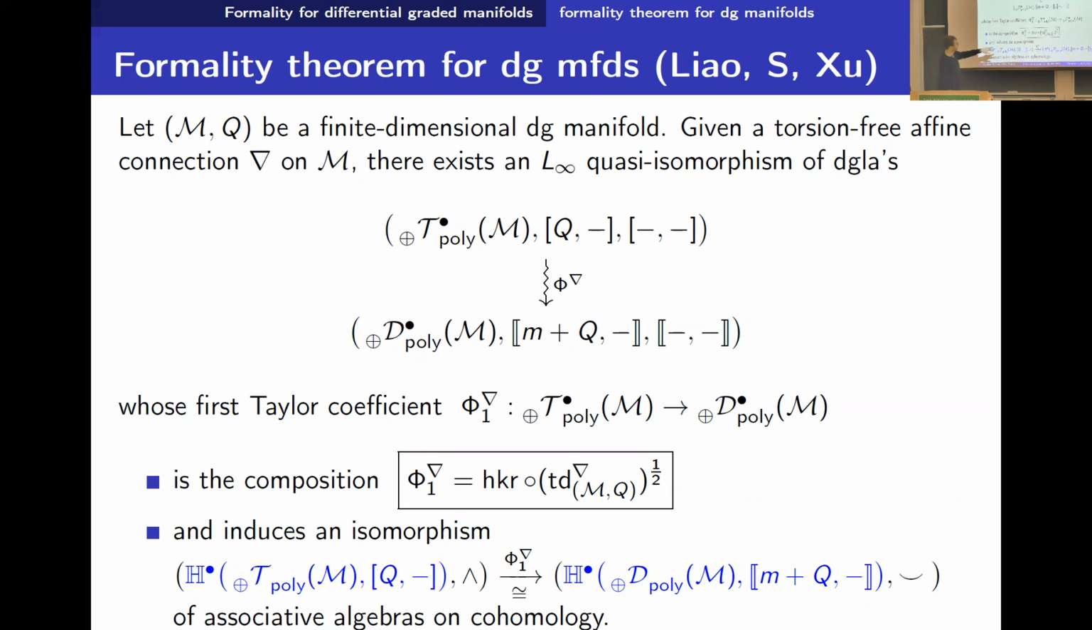And moreover, this phi_1, this first Taylor coefficient, because phi is an N-infinity morphism, is a cochain map. And so it induces a map at the level of cohomology. And this map phi_1 in cohomology respects the associative multiplication, the wedge product and the cup product on D_poly. So is this thing saying that if you have the morphism for Q equal to zero, which is more or less the one before, and then when you have some other Q, you localize at the zeros of Q? Yeah, actually, that's the idea. In the proof, that's what we do, exactly.